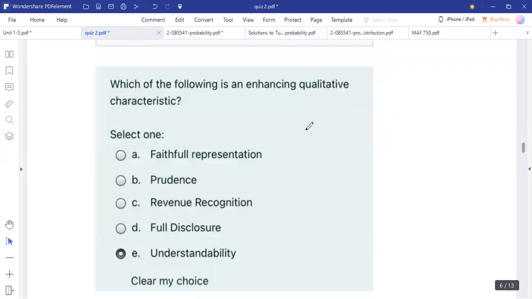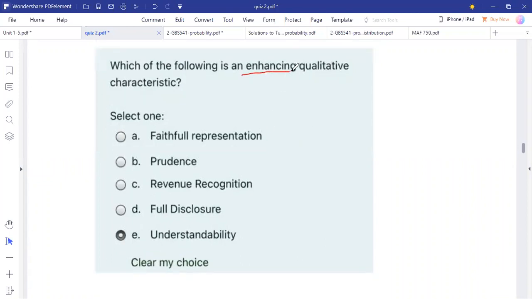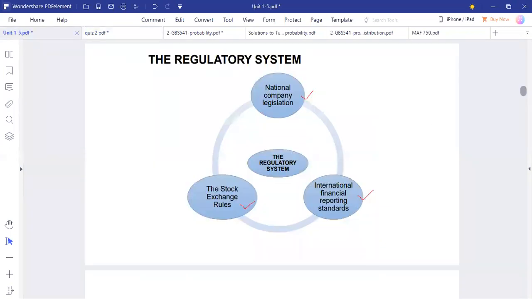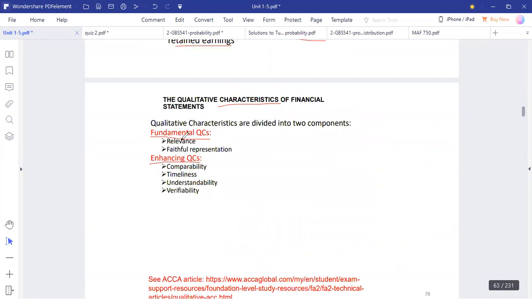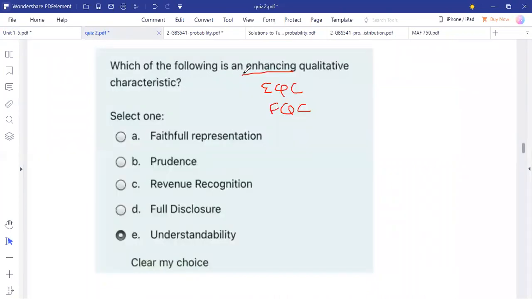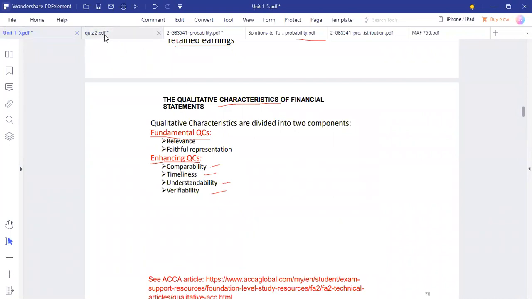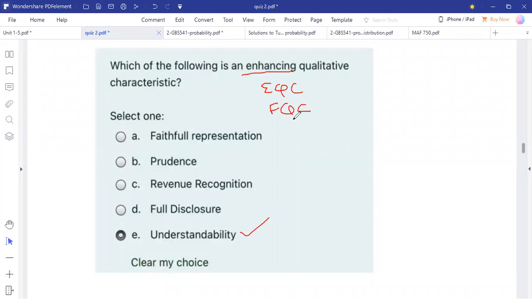So which one of the following is an enhancing qualitative characteristic? We have two main categories: enhancing and fundamental qualitative characteristics. Under the fundamental, we only had two: relevance and faithful representation. Under enhancing, we have comparability, timeliness, understandability, and verifiability. Which one qualifies? Understandability is one.